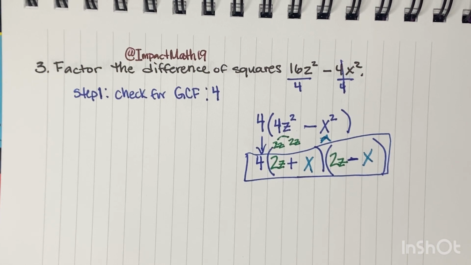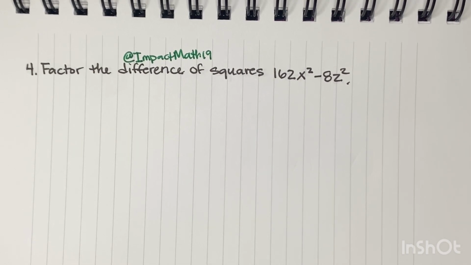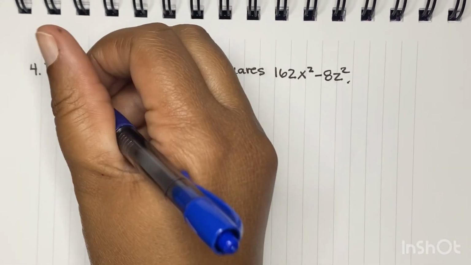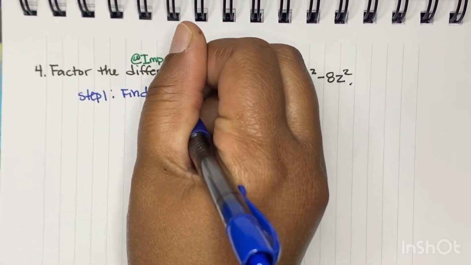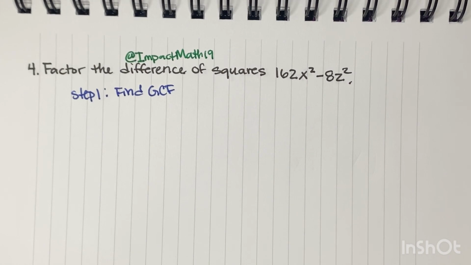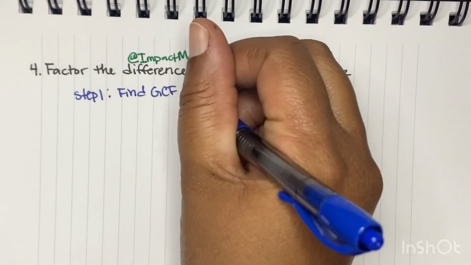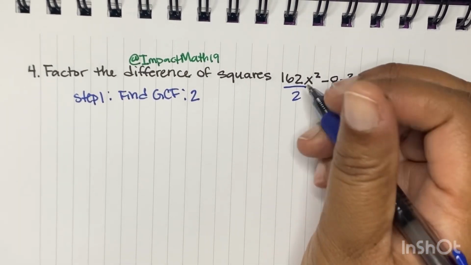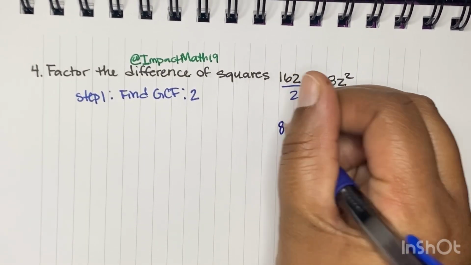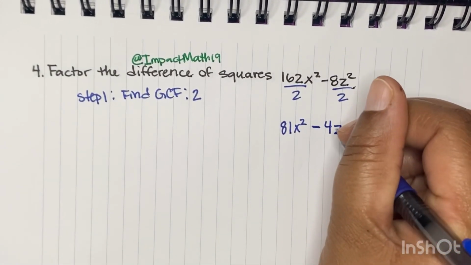All right, let's go to the next. So factor the difference of squares 162x squared minus 8z squared. All righty, so here our step 1 is going to look for the GCF. Find the GCF, okay? And so what we see is that 2 can go into both of these because these are even numbers. So our GCF is 2. So I'm going to divide this by 2 and divide this by 2. So I'm going to take half of 162, which is 81. I'm going to drop down the x squared, minus half of 8 is 4z squared.